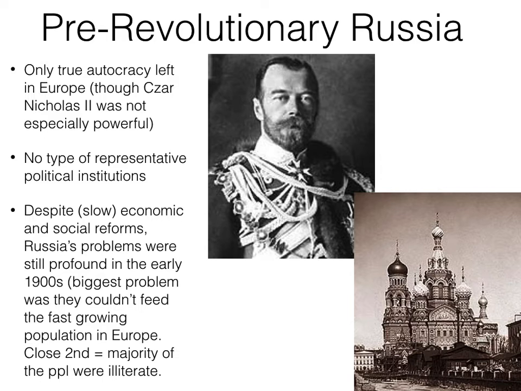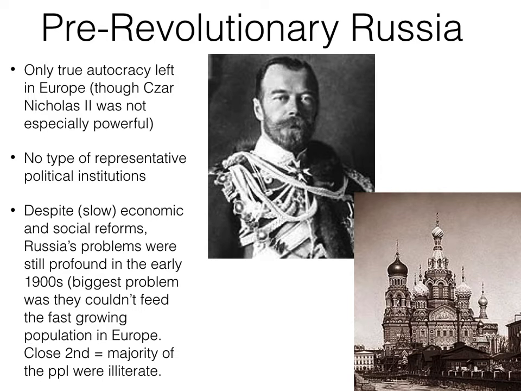The other thing, and we talked about this in class too, is the fact that they do have some slow economic and social reforms. That really happens in two waves. In the 1860s, from 1860 through 1880, there are some social reforms that bring about some economic change, largely as the result of the expansion of railroads.